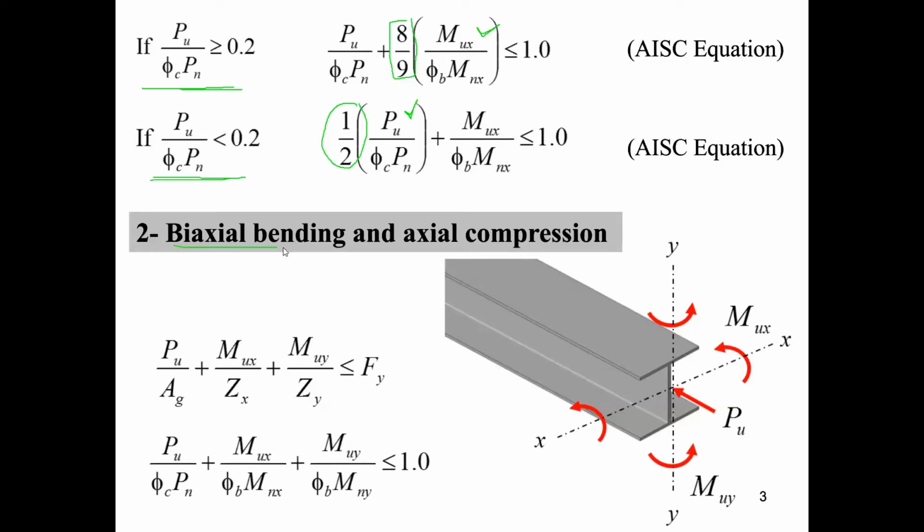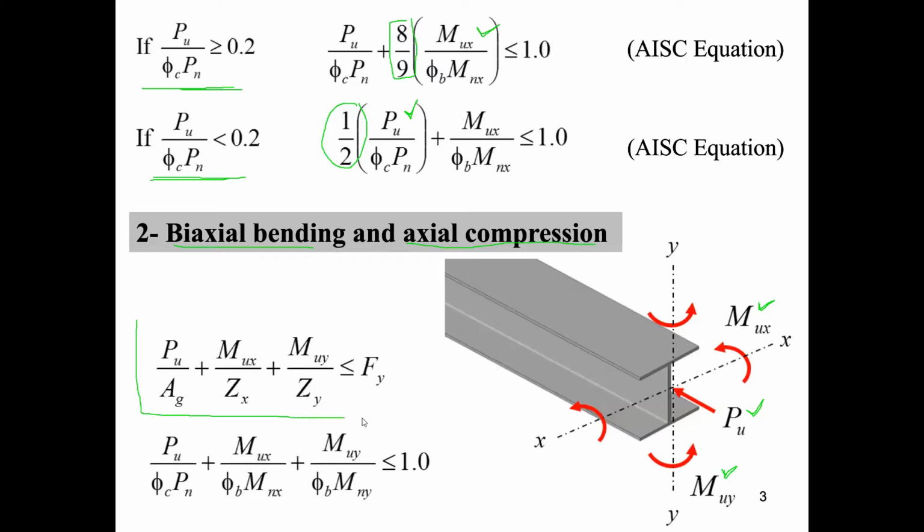Next, let's consider biaxial bending and axial compression. Biaxial bending moment is a moment that consists of two moments acting on the principal axes of the cross-section at the same time. Here, we have a beam column subjected to axial compressive force Pu and two bending moments. The first bending moment is about the x-axis Mux, and the second bending moment is about the y-axis Muy.